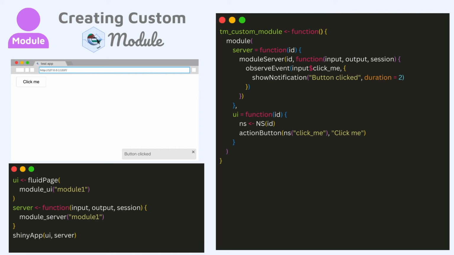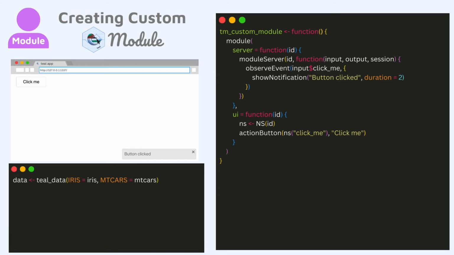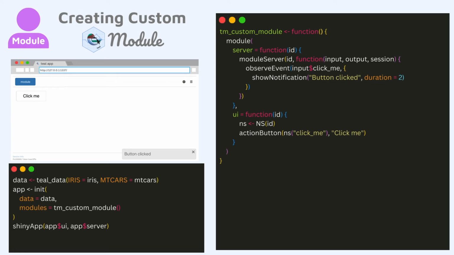Let's see how an app developer would use this module. They create a Teal data as usual. Inside the init function, they pass this data and call our custom Teal module in the modules argument. When this app is run, we can see that it creates the exact same Shiny app with some custom Teal components like the module tab.